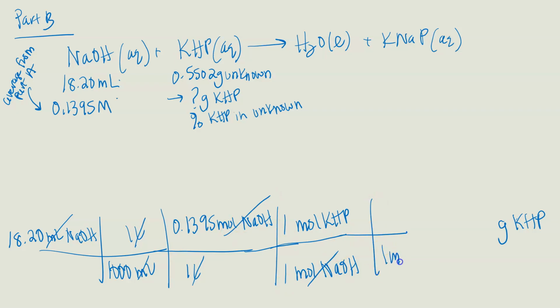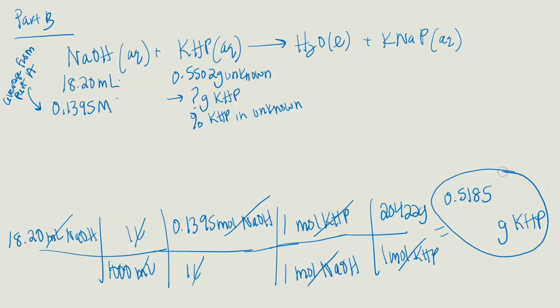And then I now need to go from moles to grams. So I'm going to use the 204.22 molar mass of KHP, which is the same molar mass I used in the last example because it's still KHP. So when I do this, 18.20 divided by 1,000 times 0.1395 times 204.22. Again, I just ignored the ones. It looks like I'm going to have 4 significant figures, so 0.5185 grams of KHP. Check. I just figured out grams of KHP.